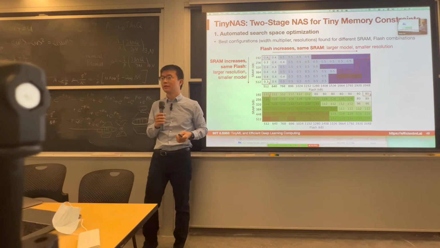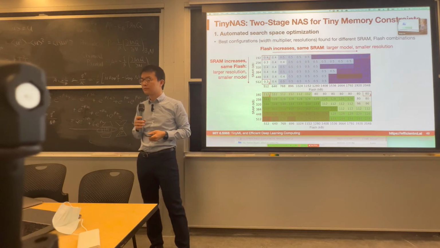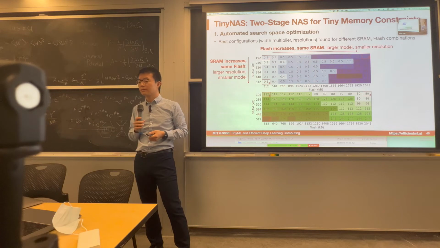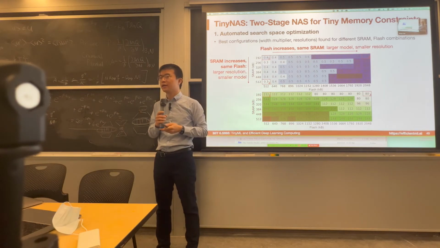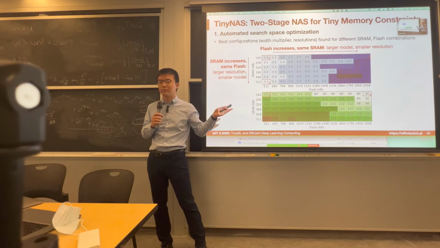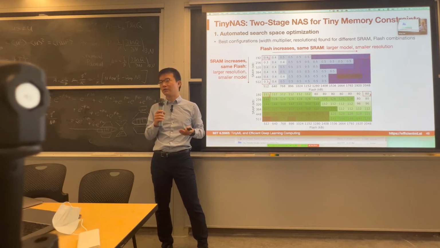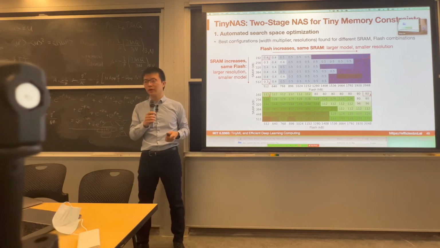Question: would the resolution be in the volatile memory, or would it all be in...? Oh, so the weights have to be in the non-volatile memory. You have to keep the weights across different inferences. And for the resolution, the input image and the activation, you can put it in volatile memory, like SRAM, since it's gone away from layer i to layer i+1.